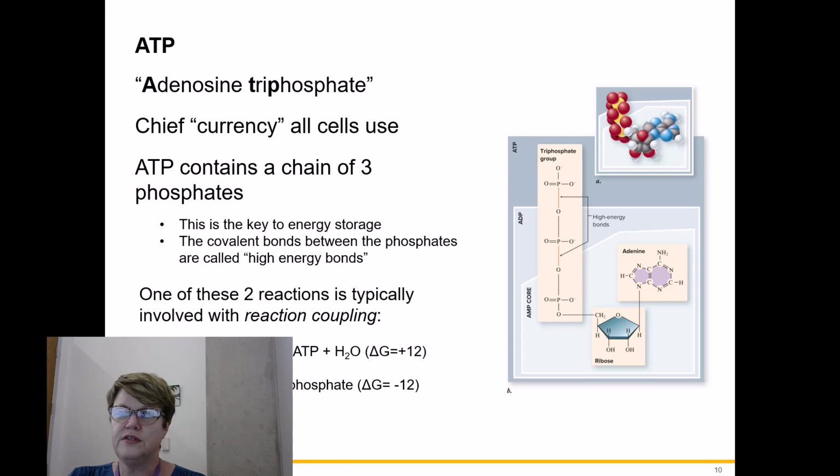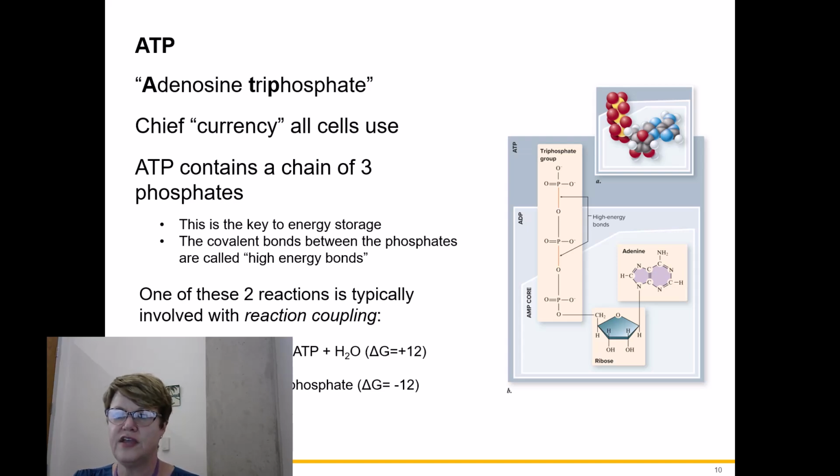All right, so we're gonna look at this molecule in particular. We've been talking about energy very generally. We've been talking about how covalent bonds hold energy. We've been talking about how radiation is energy. But we need to talk specifically about this particular molecule. It's called ATP, which is an acronym for adenosine triphosphate.